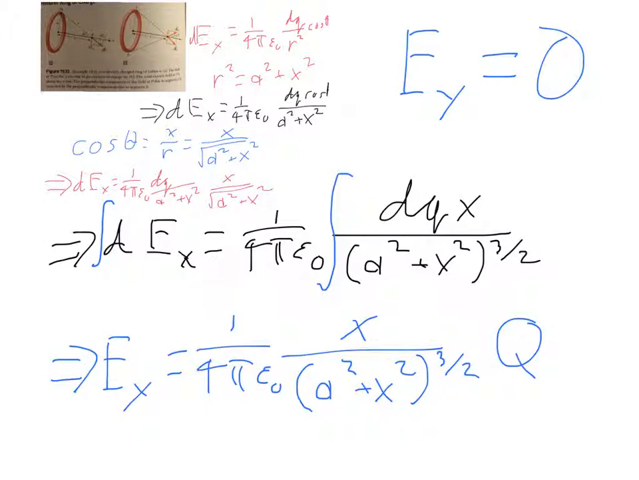Conversely, though, now imagine if a got really, really small, so small that it became zero. If that were to happen, then we'd actually have x divided by x squared to the 3/2, or x divided by x cubed. Overall, we'd have 1 over x squared. Well, in that case, you would basically just have the electric field due to a point particle again.